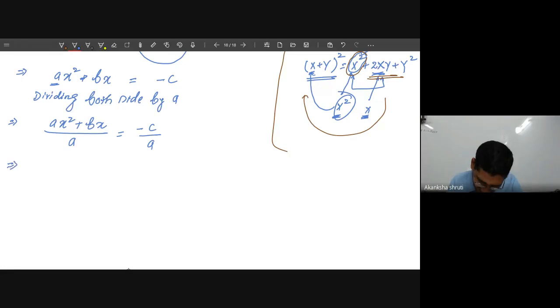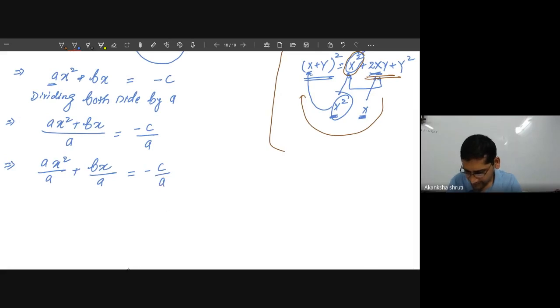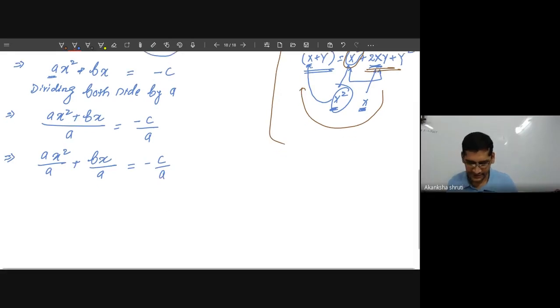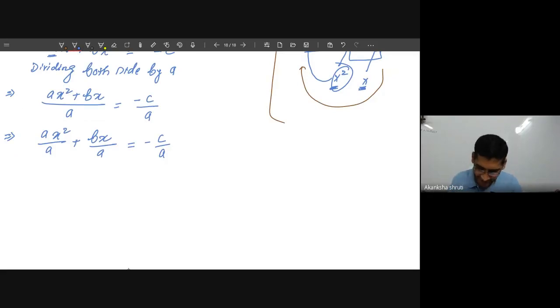Student, now what to do: this a in the denominator of the left hand side is for both the terms, so ultimately it becomes like ax square by a plus bx by a is equals to minus of c by a. Many times students make mistakes even in this simple step, they are just thinking this a is getting cancelled, but it is not so. This denominator a is for both the terms, now this a and a will get cancelled, what will be our x square plus b by a into x is equals to minus of c by a.